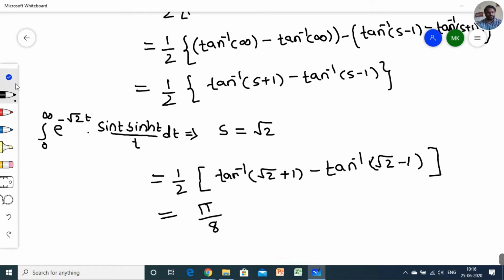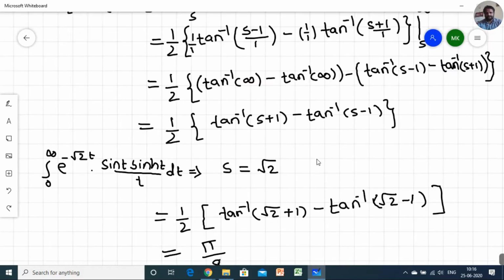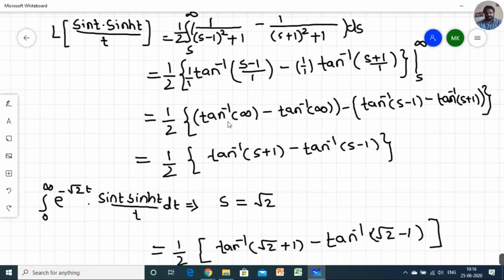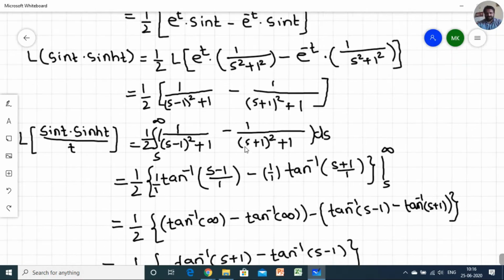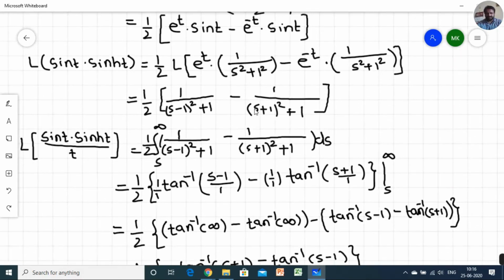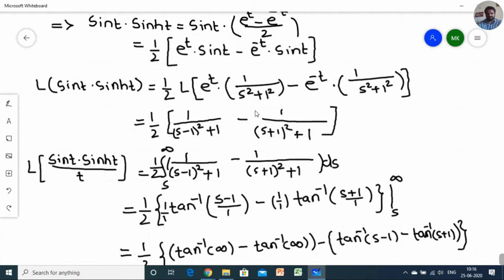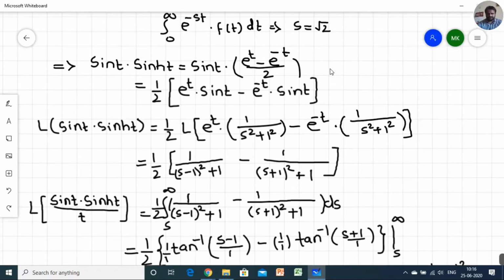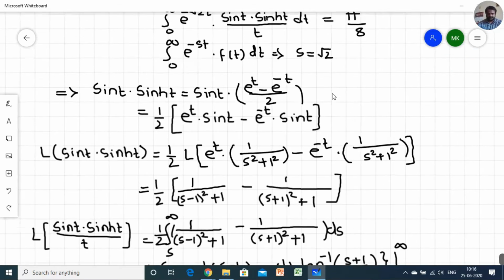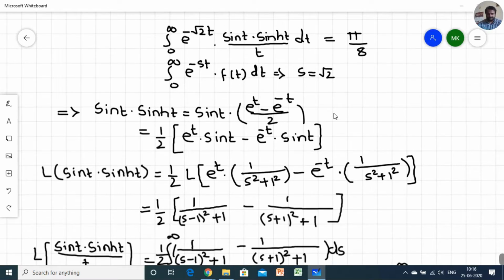Okay, thank you. By just substituting the value of s equal to root 2 in this equation, you will get the result pi by 8. Now again I'm explaining this part, a very easy question. Sometimes it will come for 6 marks or sometimes for 8 marks also. That is division by t. The question is clearly given and according to that you have to use it.